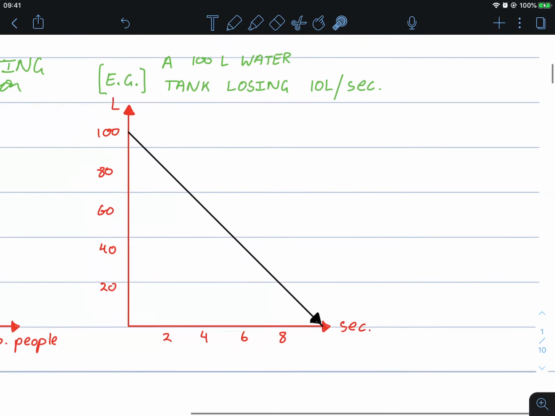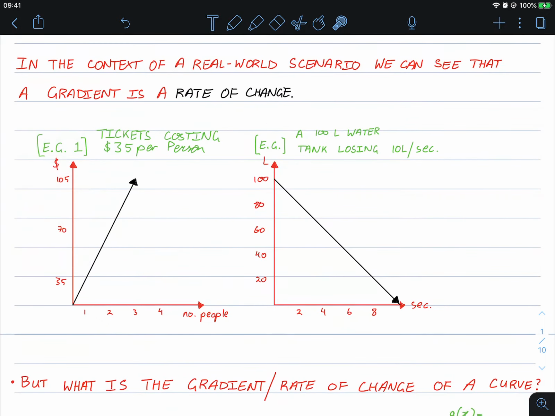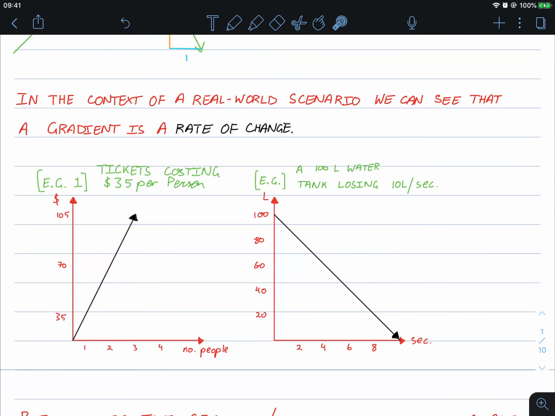Same goes for this one. A water tank losing 10 liters per second. If it starts at 100 liters, after 2 seconds, it would have lost 20 liters, hence why there's only 80 liters left. And at 10 seconds, it would have lost 10 liters per second times 10, that's 100 liters. Hence it goes from 100 all the way down to 0 liters. And once again, if we measure the gradient of this line, it would come out to be -10 over 1. So a gradient is a rate of change.